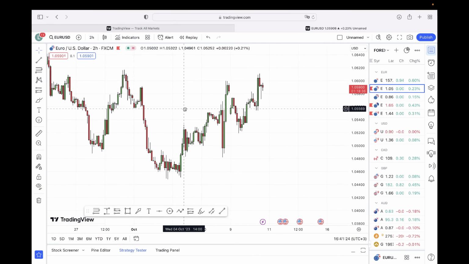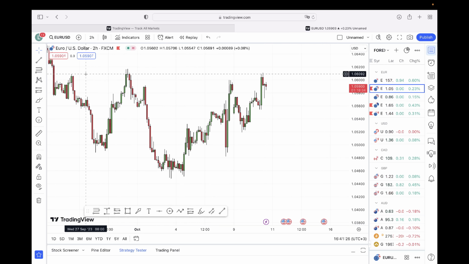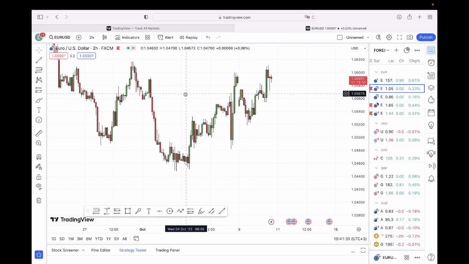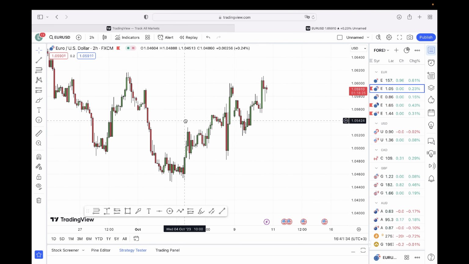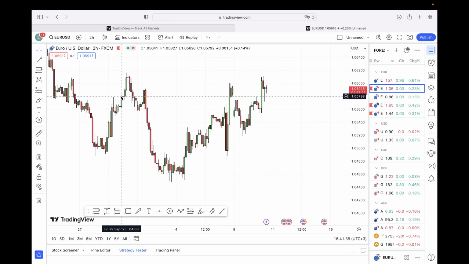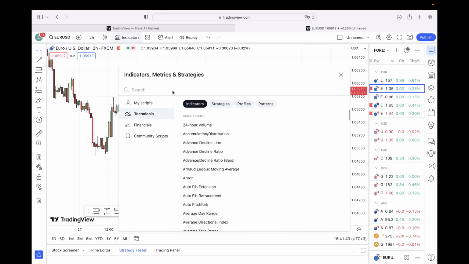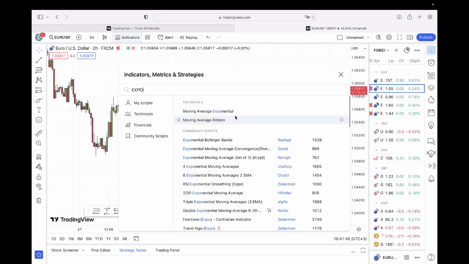So now we are at our trading desk. Currently I'm on the euro against the US dollar pair, so let's talk about how to execute this strategy. As I've told you before, this strategy revolves around one particular indicator, and that indicator is called exponential moving average. So let's go to indicators, let's write exponential moving average, and for this strategy we actually need two exponential moving average lines. So let's press it 2 times, boom.